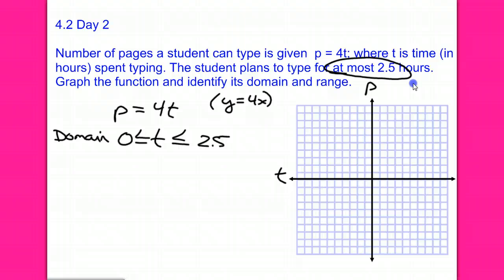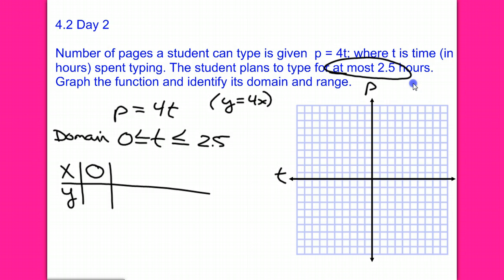Knowing our domain, we can now find the range, right? So let's go make a table. I'm going to make a horizontal table. And in this table, we're going to put those 2 extremes. The lowest value, I'm sorry, I'm using x and y, that's not right. Let me change that. T and P, kind of on automatic pilot there. The lowest time is 0.